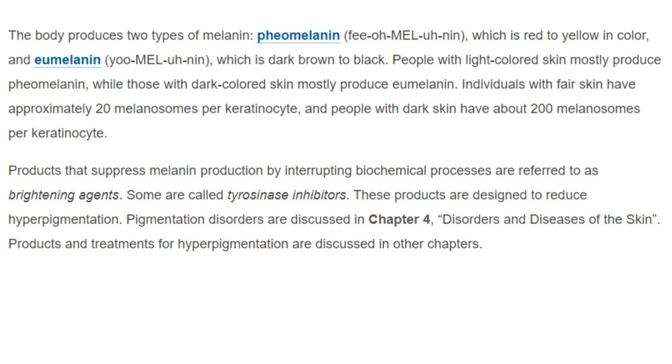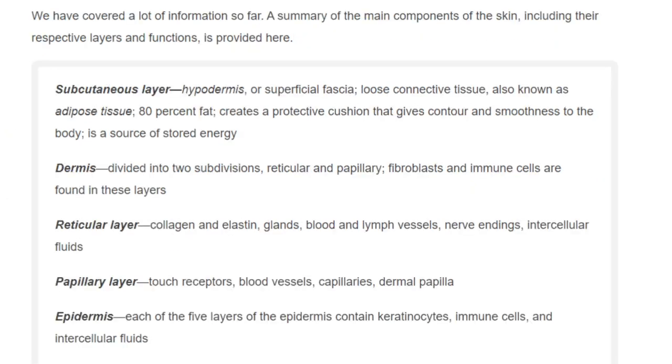These products are designed to reduce hyperpigmentation. Pigmentation disorders are discussed in Chapter 4, Disorders and Diseases of the Skin. Products and treatments for hyperpigmentation are discussed in other chapters. We have covered a lot of information so far.